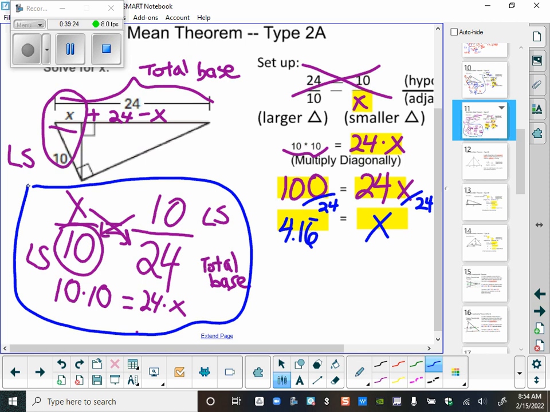Well, the next two problems are going to be similar. You don't have the actual section?